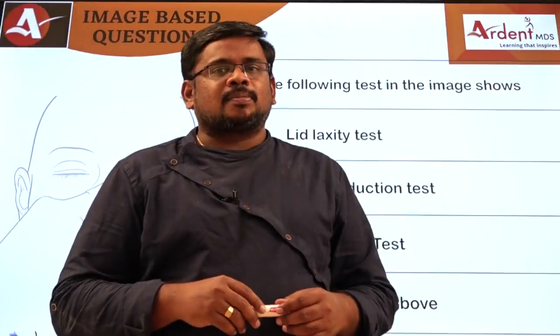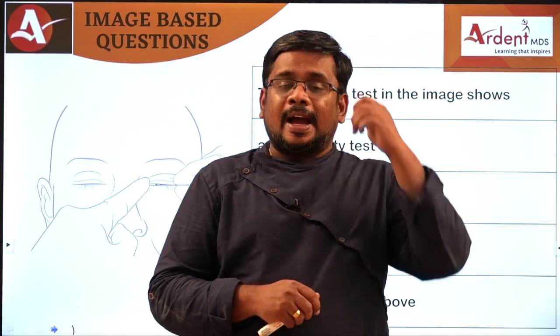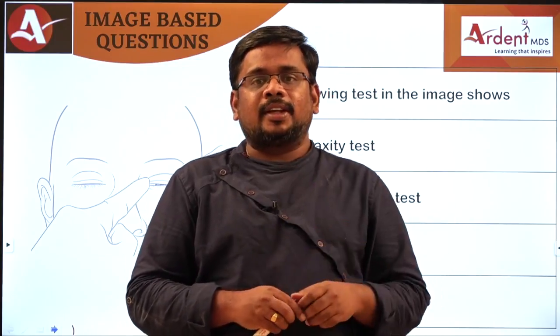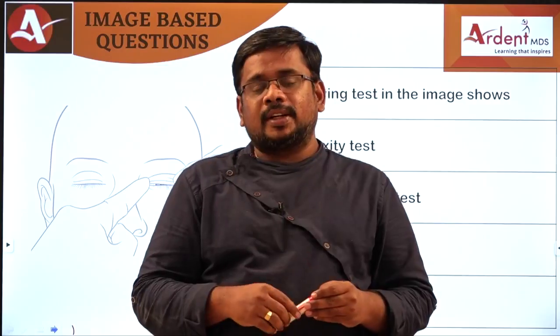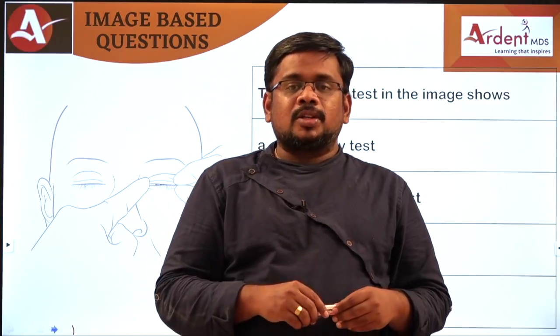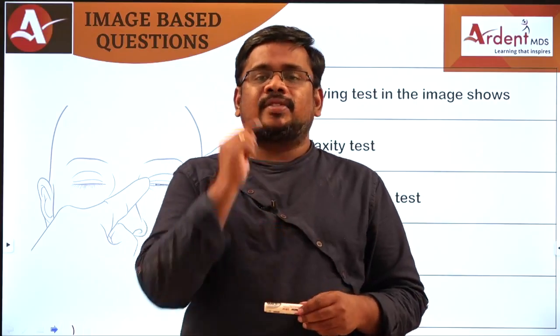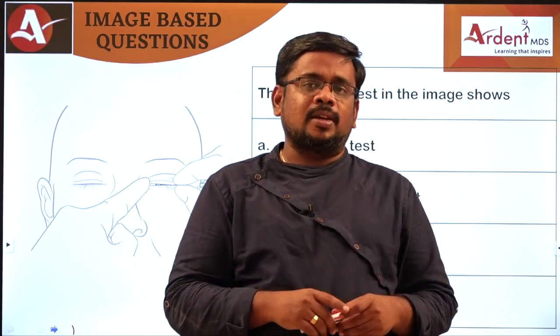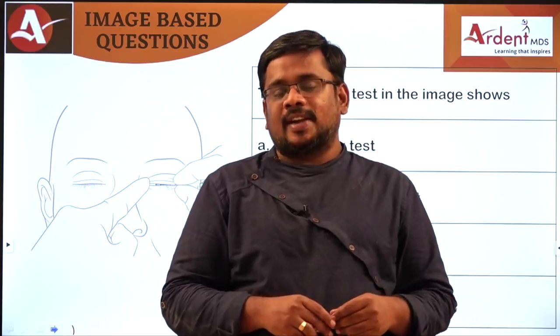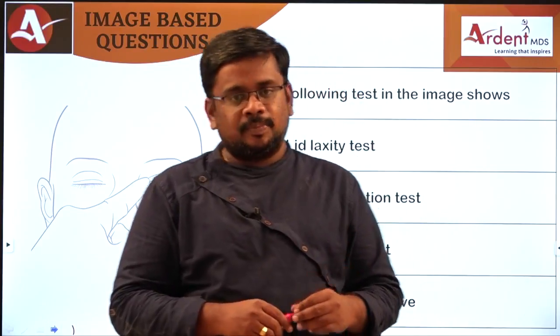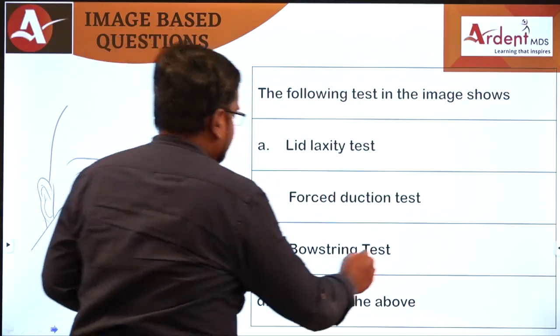In the Bowstring test, the eyelid is pulled laterally and we have to palpate the tendon in the medial part. If we feel it without any resistance, or if there is any movement, then we can say that the patient has a fracture of the nasoethmoidal complex. So that is the use of the Bowstring test.